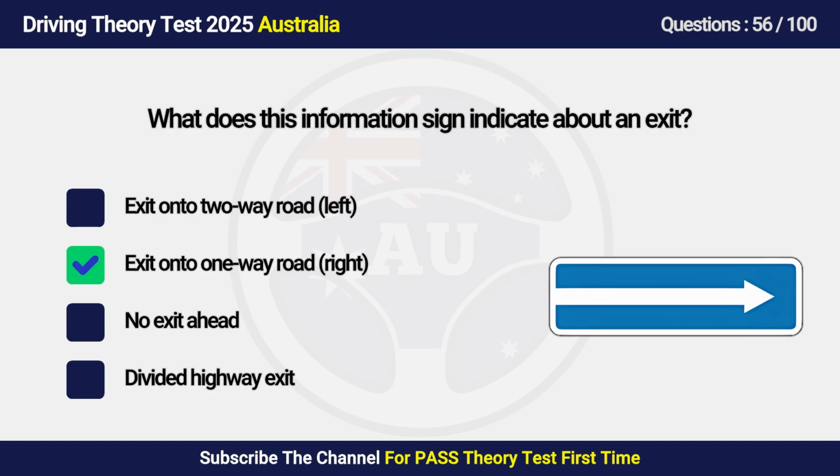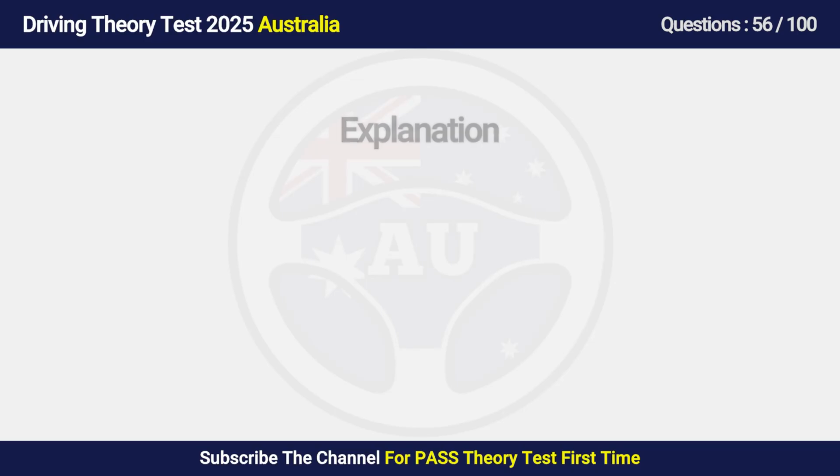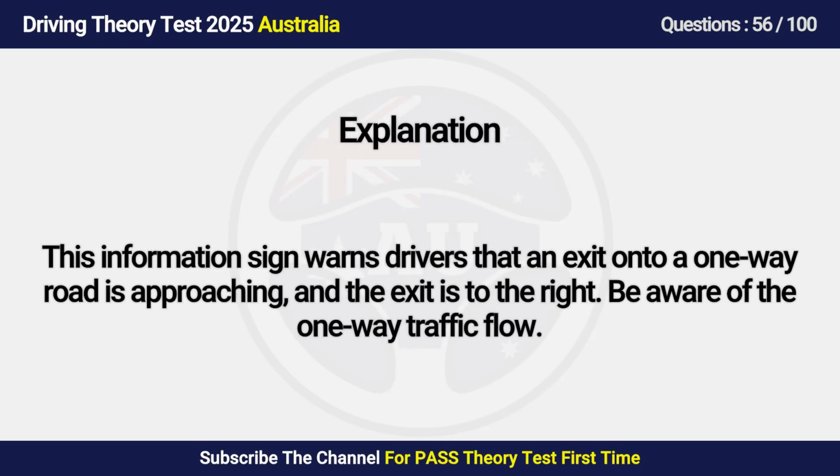Answers is B. Exit onto one-way road right. This information sign warns drivers that an exit onto a one-way road is approaching, and the exit is to the right. Be aware of the one-way traffic flow.